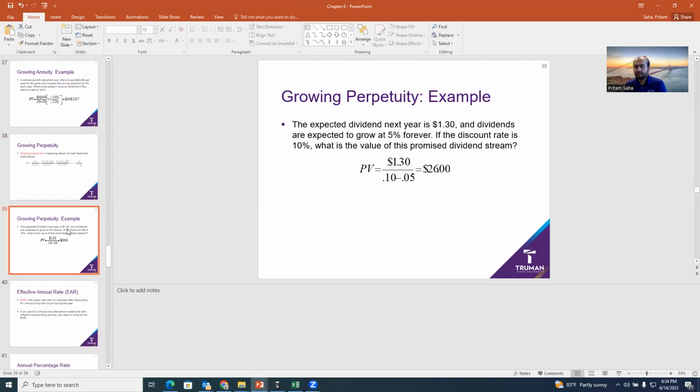So what we learned today, we are mostly dealing with annuity and perpetuity, okay? But annuity and perpetuity can grow. So if we talk about only constant annuity and perpetuity, the financial calculator is our best friend. If you're talking about growing annuity or growing perpetuity, we need to use the formula. So that's it for this class. In the next class, we'll wrap up this chapter.